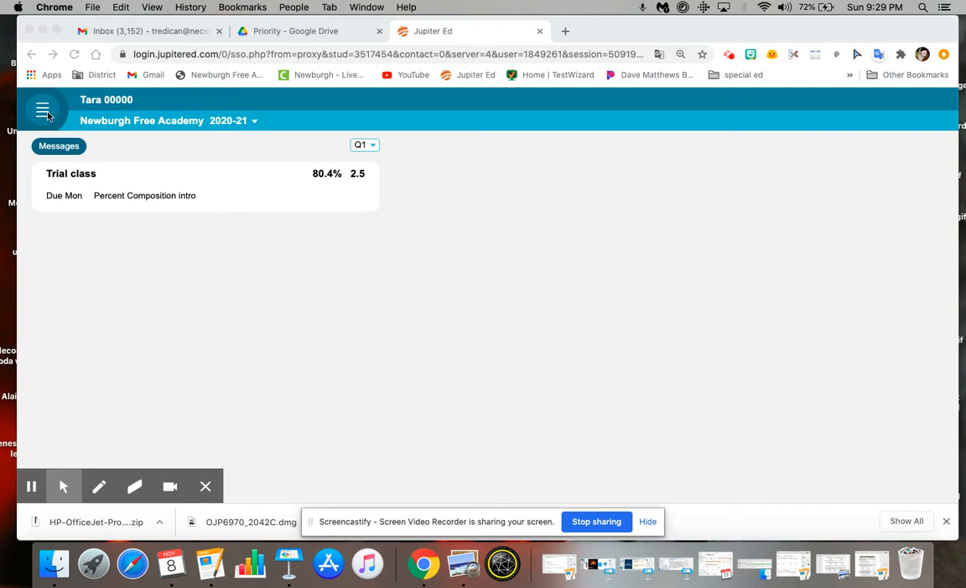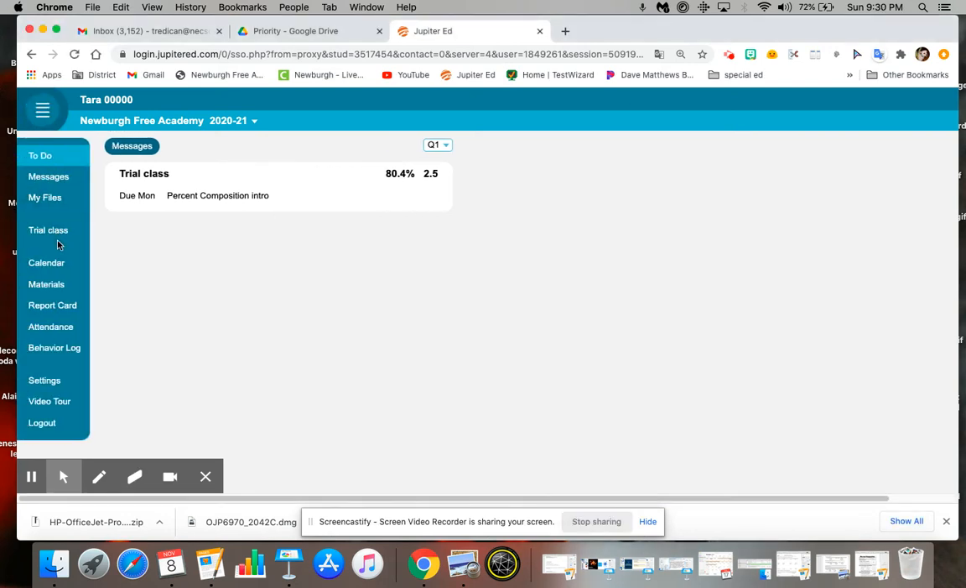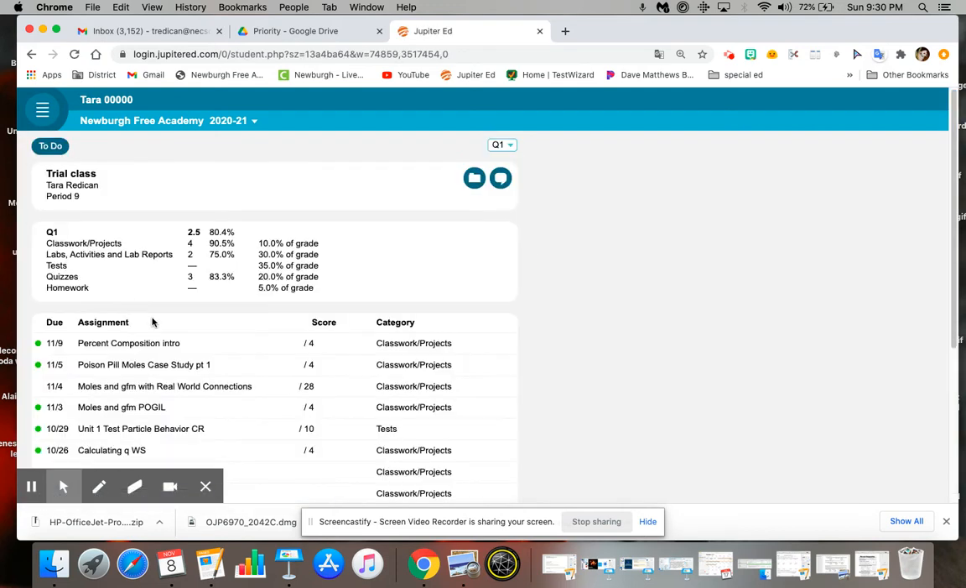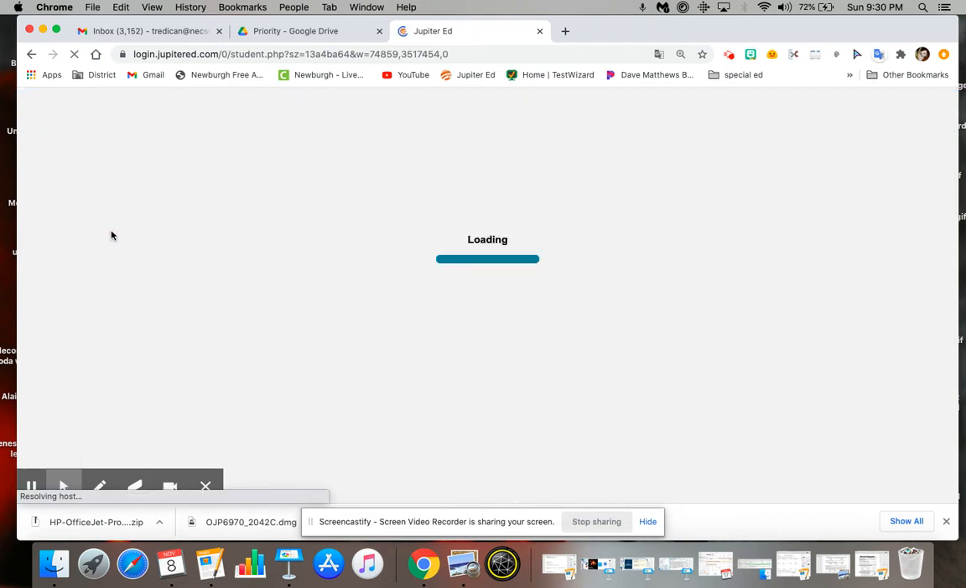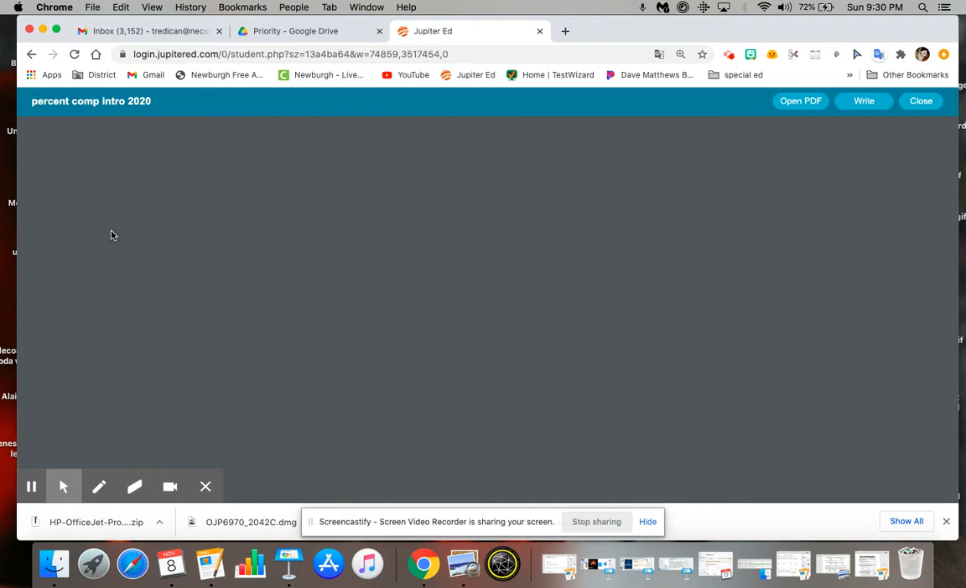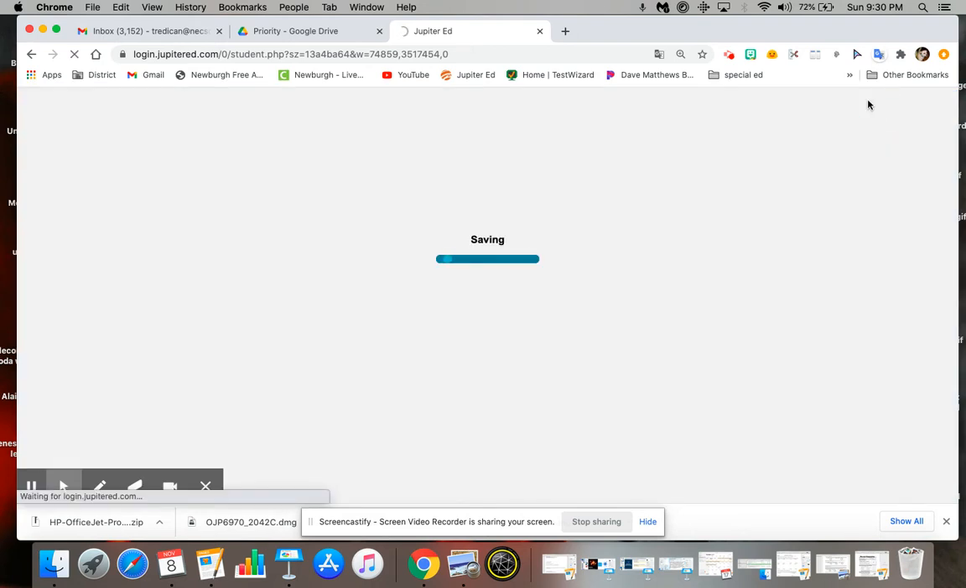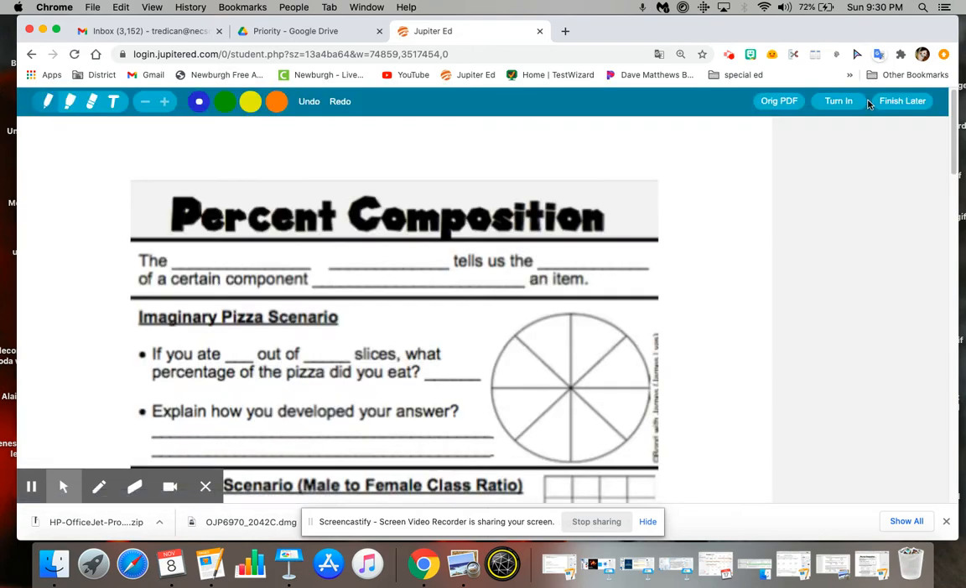If it doesn't, go up to the upper left where the lines are. Go down to, in your case, Regents Chemistry. And it should be one of the assignments right there. You can click on it and open it up. And we do want to write on it, right? We are going to be writing directly on the document. Okay.